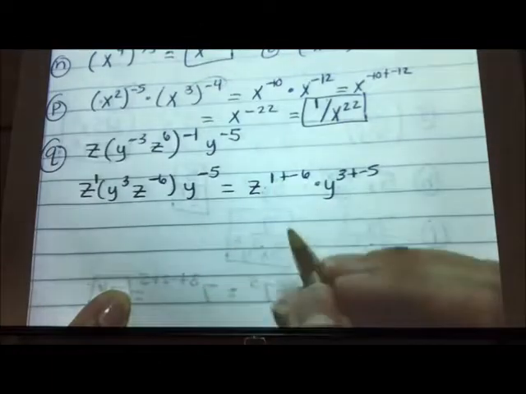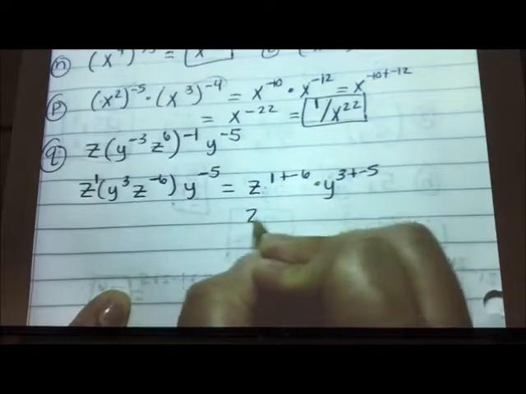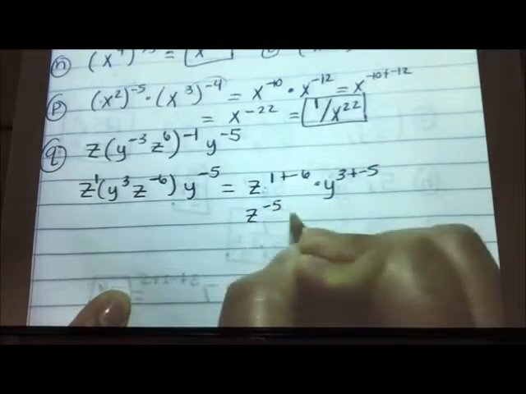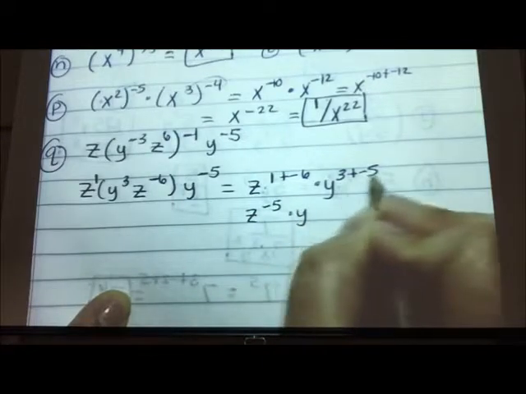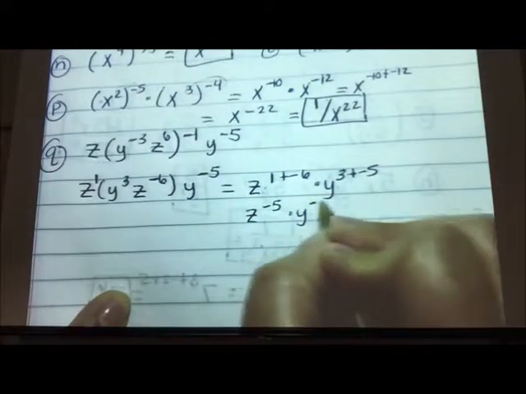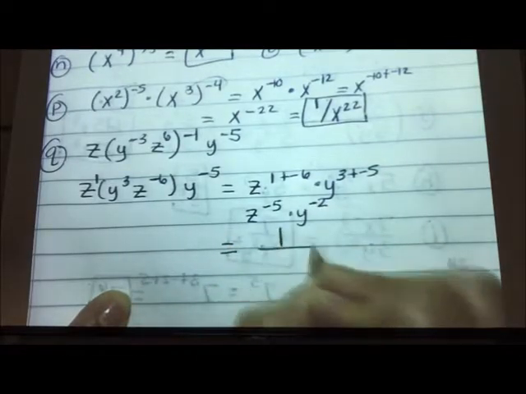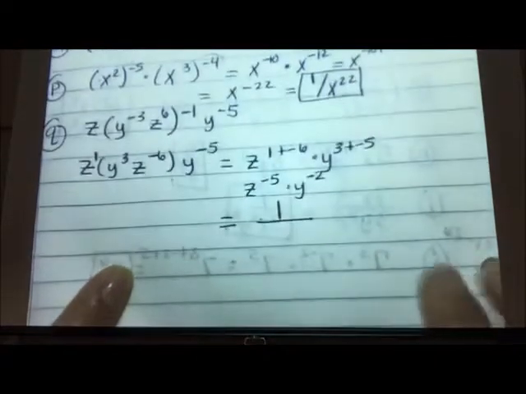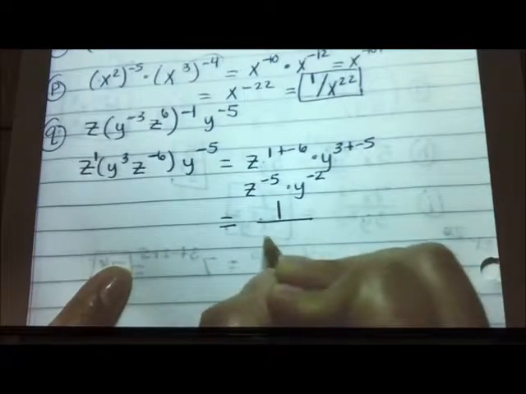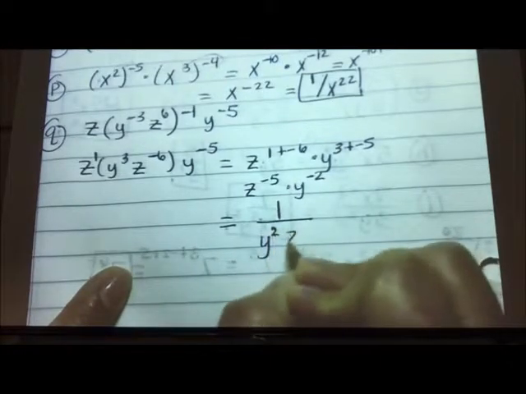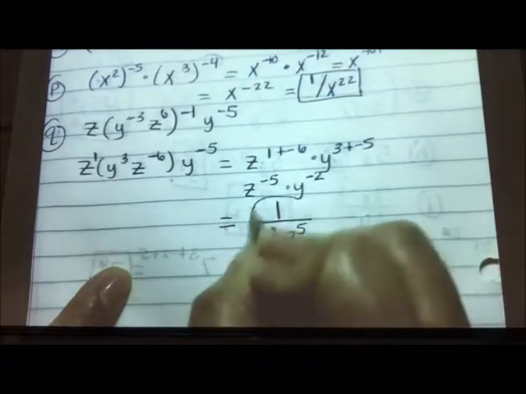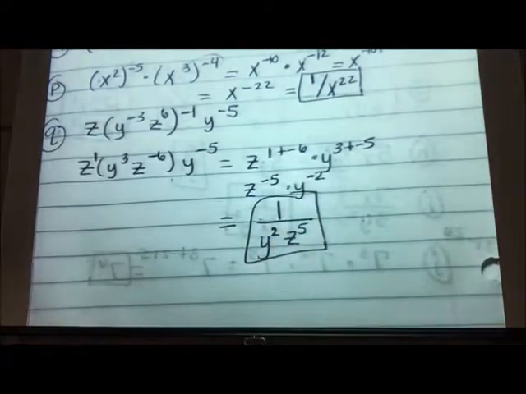Now, 1 plus a negative 6 becomes a negative 5. 3 plus a negative 5 becomes a negative 2. They both have a negative exponent, so both of those have to be moved to the bottom. So this becomes y squared, z to the fifth. I just wrote them in order. If you would have put z to the fifth times y squared, it would have been just fine.